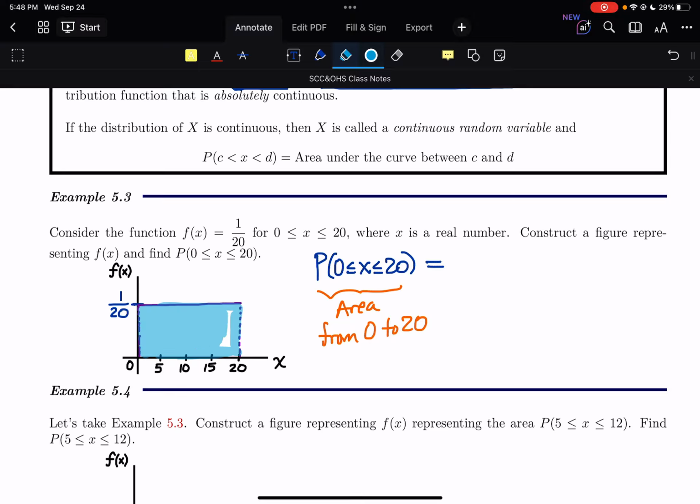Luckily, because it is a horizontal line on top, it just creates a rectangle. So we're going to be able to find this area. This is, again, our probability of x here. The area of a rectangle can be found by taking base times height, length times width, however you want to think about it. The length down here is 20, right? It's 20 minus 0. The height of this is 1 over 20. And then a little bit of simplification here, we get 1.